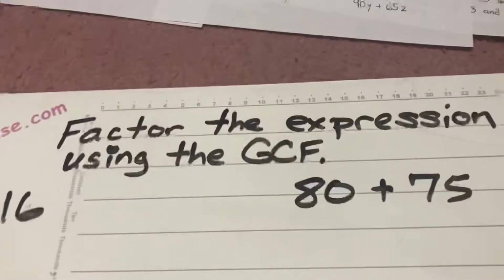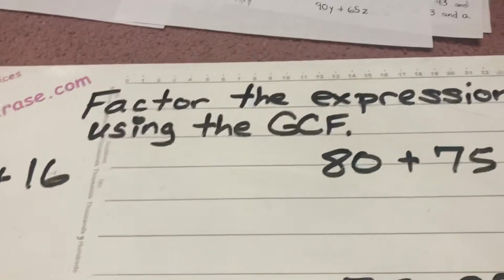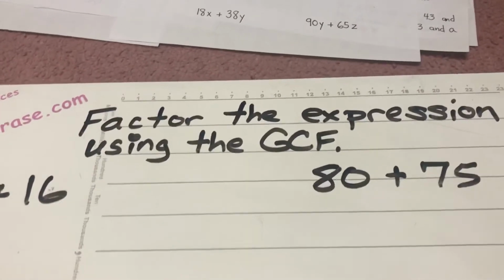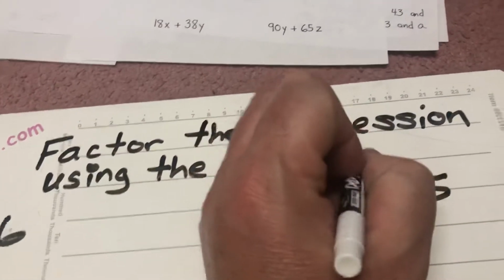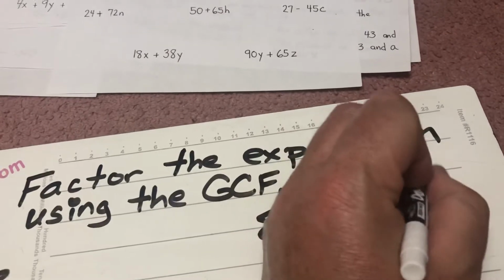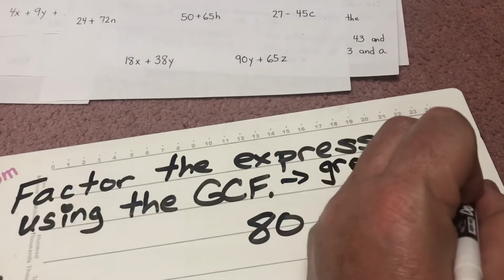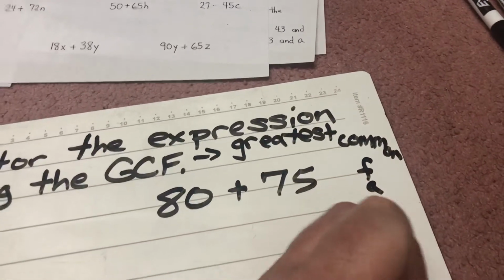All right, sixth graders, so this is our last lesson for chapter 5. Factor the expression using the GCF. We need to remember what GCF is an acronym for: greatest common factor. I'm just going to write that down that way.